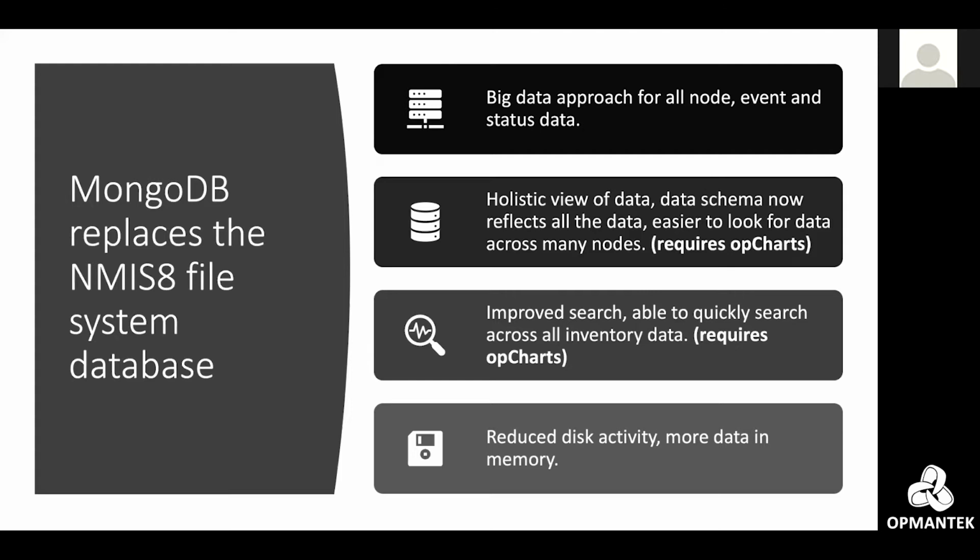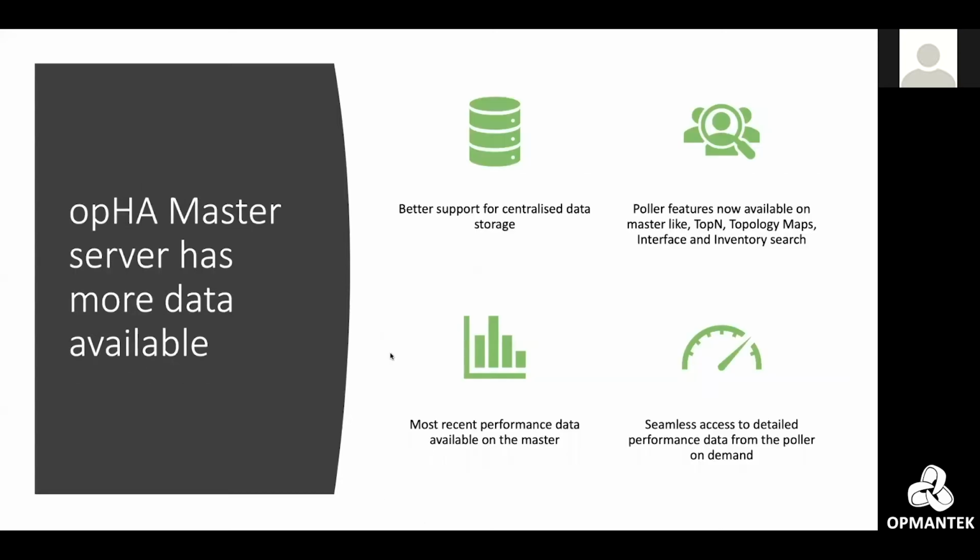And again, because everything's in a database, we can do those searches in milliseconds. We used to always have search in OP charts for NMIS 8, but we couldn't do the things that we can do now, because now the data's in the database. We have reduced disk activity and more data in memory. This is a double-edged sword, but this is the trend for all modern software today, to have more data in memory. That's how we get performance. The more we use disk, the slower things are. We want more data in memory, and that's how we get a lot more performance.